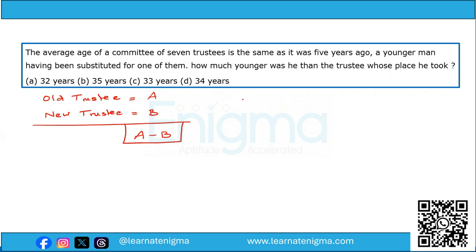Now, we have a very simple formula: average times quantity is equal to total. There are 7 people in the committee, so the number of people is 7. Let's assume that the original average is x. So therefore, the original total becomes 7x.